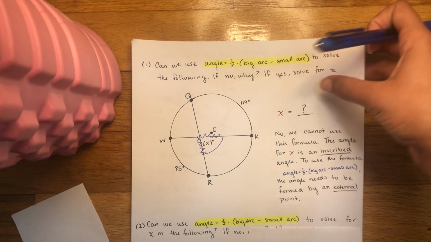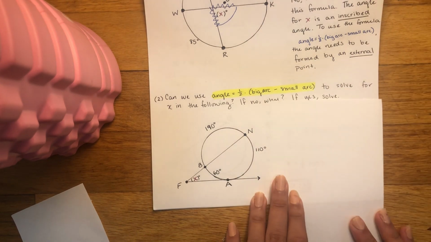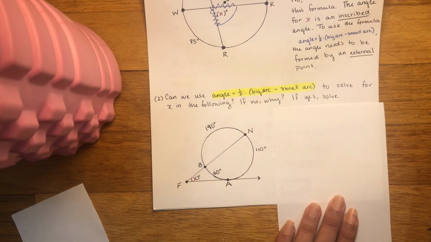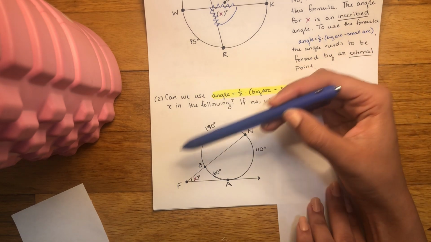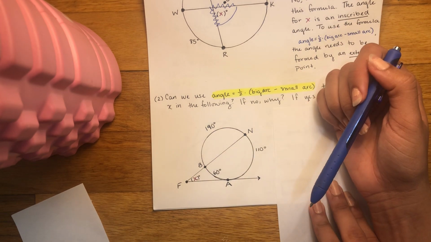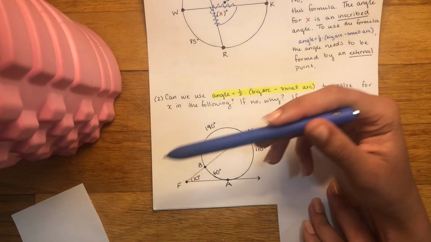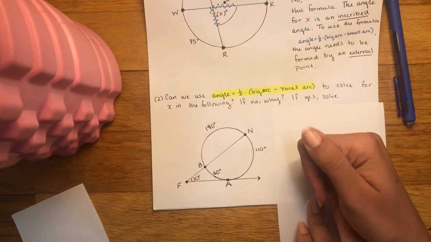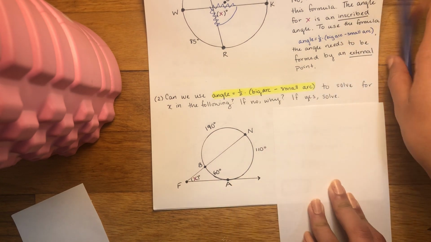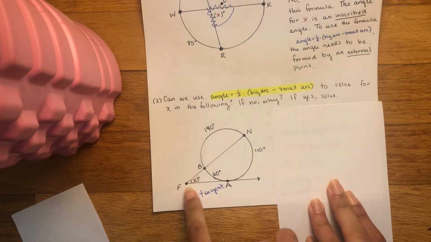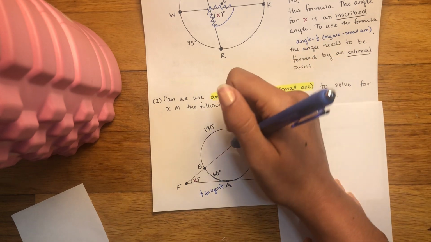All right, let's look at example problem number 2. Same exact question. Can we use this formula to solve for x in the following? If no, why? If yes, solve. All right, we do have an external point here, right? The external point is point F. Now I just need to ask myself, is this point that's on the outside formed by a secant and a tangent, two secants, or two tangents? And it is, right? This is your tangent line right here. This is your tangent, and this one is your secant.